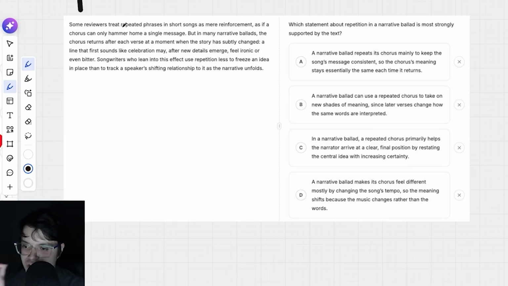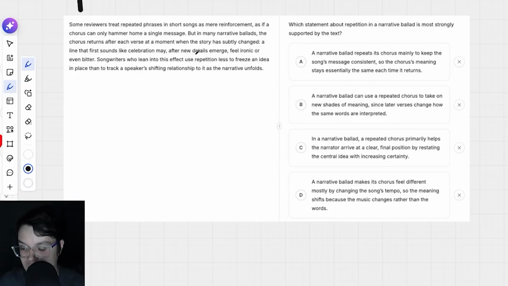Step 1, some reviewers treat repeated phrases in short songs as mere reinforcement, as if a chorus could only hammer home a single message. So they're saying here that when there's a repeated phrase in a song, like when they say the same thing again and again, like a chorus, a lot of people think it's just reinforcement. It can just hammer home a thing. It doesn't add anything new with every single chorus. But in many narrative ballads, the chorus returns after each verse at a moment where the story has subtly changed. A line that first sounds like celebration may, after new details emerge, feel ironic or even bitter.